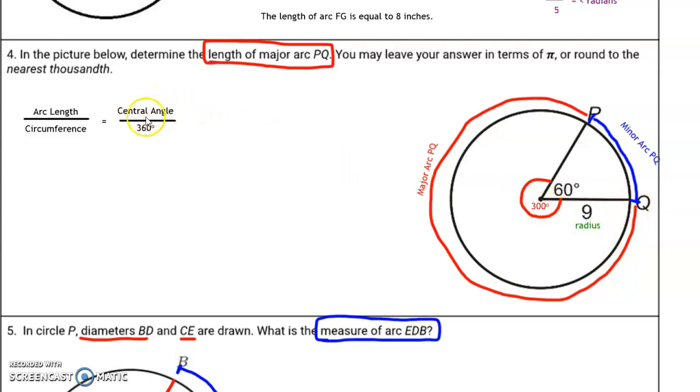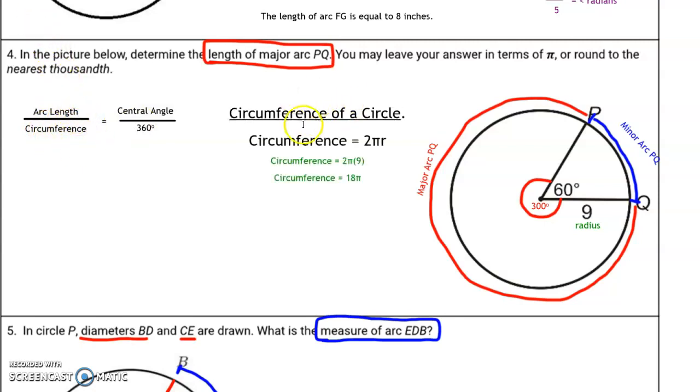That means that goes here. The arc length is something that we don't know, that's something that we're looking for. However, the circumference is something we also don't know. We can't use an equation with 2 different unknowns, but luckily for us, we can figure out the circumference using the circumference formula, which is here. It should be easy enough for you to do the circumference formula.